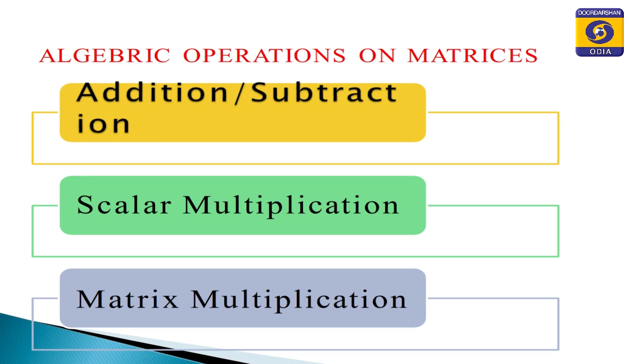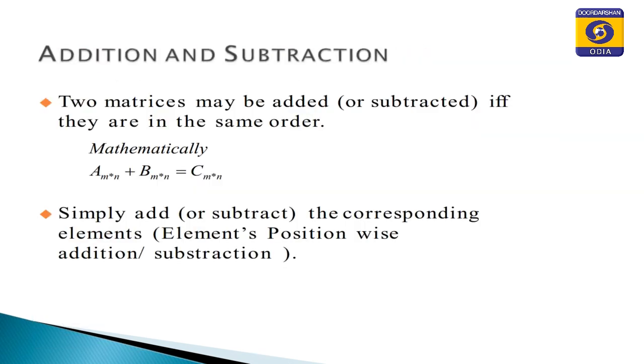Generally, algebraic operation means addition, subtraction, multiplication and division. Here, algebraic operation on matrices means we take the addition and subtraction of two matrices, scalar multiplication of a matrix, and multiplication of two matrices. Addition and subtraction: two matrices may be added if they are of the same order. Then we simply add or subtract the corresponding elements.